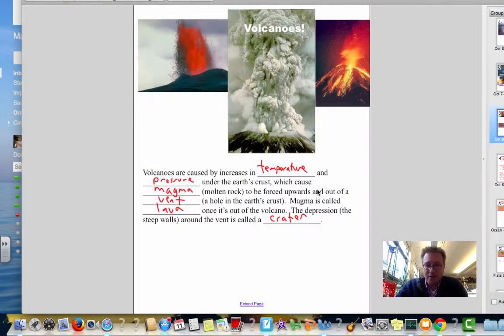In general, volcanoes start where there's an increase of temperature and pressure in the magma underneath the crust of the Earth, and that forces the magma up through a vent until it reaches the surface. So where liquid rock can reach the surface of the Earth, you get a volcano. Once that magma reaches the surface, it's called lava, and around the vent is sort of a crater. We'll talk a little bit more about the parts of a volcano later on, but here's the basic idea of what can start the formation of a volcano.